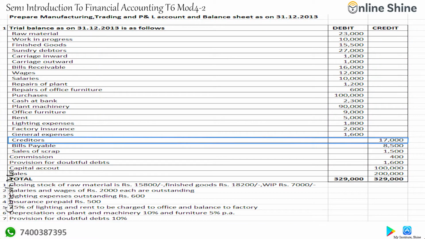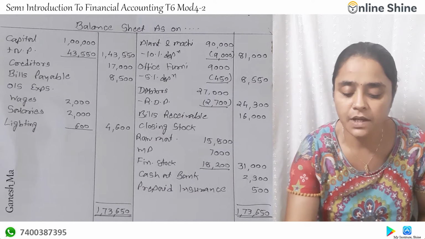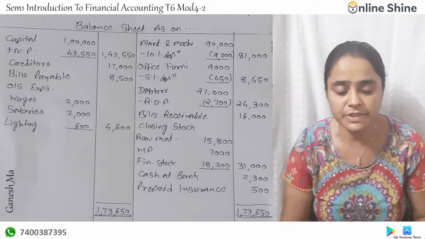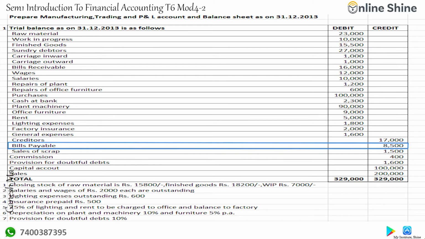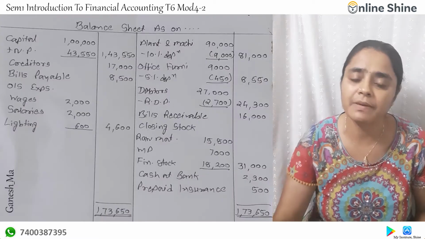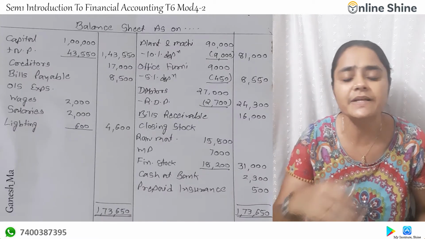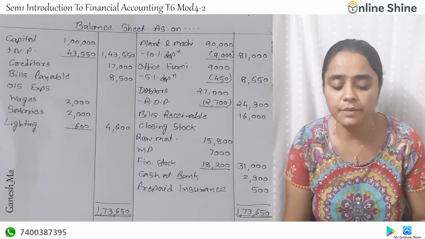Now come to the credit side. The first item is sundry creditors. Go to the balance sheet. On the liability side, put sundry creditors just below the capital. The next one is bills payable. Below sundry creditors, you can put bills payable as rupees 8,500. No adjustment, so you can just put it in your outer column.